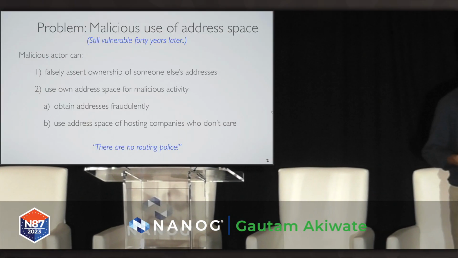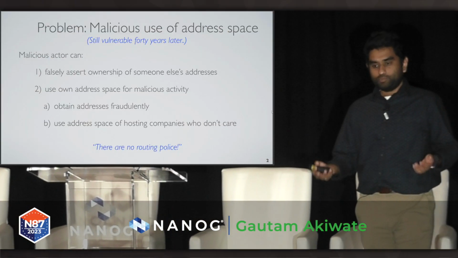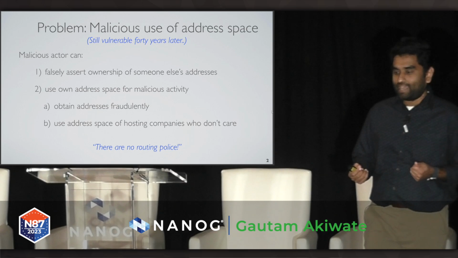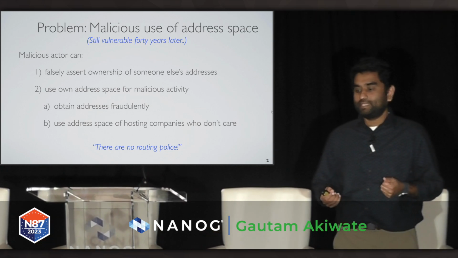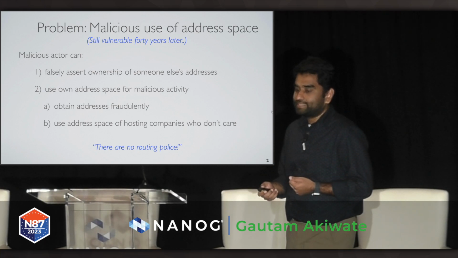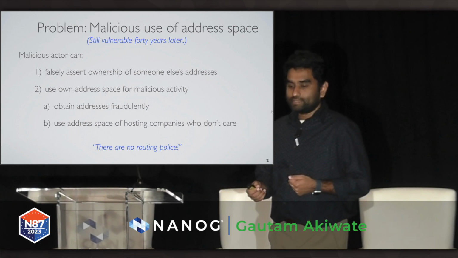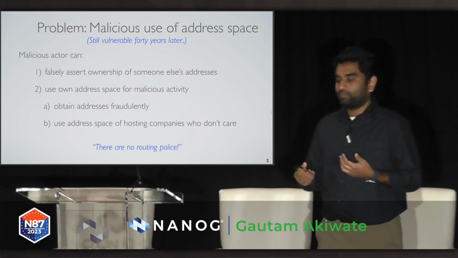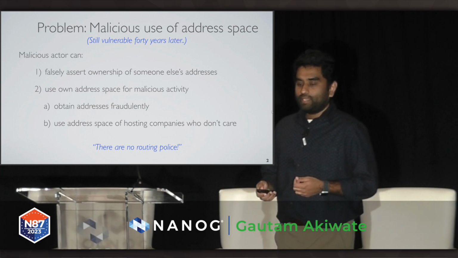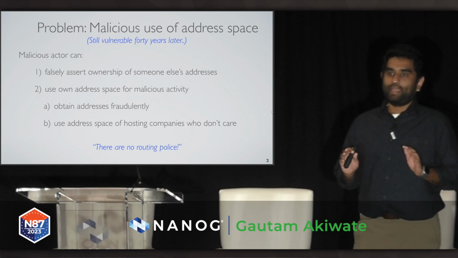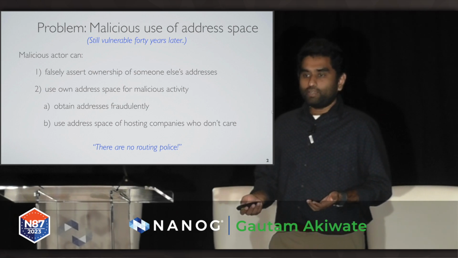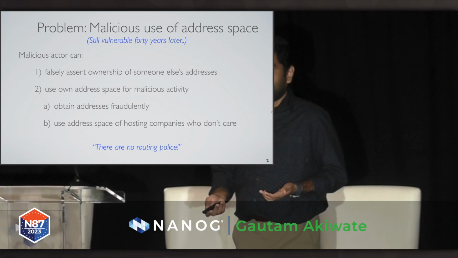The reason we started looking into this space was because we realized that, as academics, we have little insight into how attackers actually make use of address space. How are attackers able to subvert routing defenses and falsely assert ownership of someone else's address space, and then use this address space for malicious activity? This problem is well known, and I'm sure, in the midst of operators, all of you are aware of it, and it has been going on for a long time.